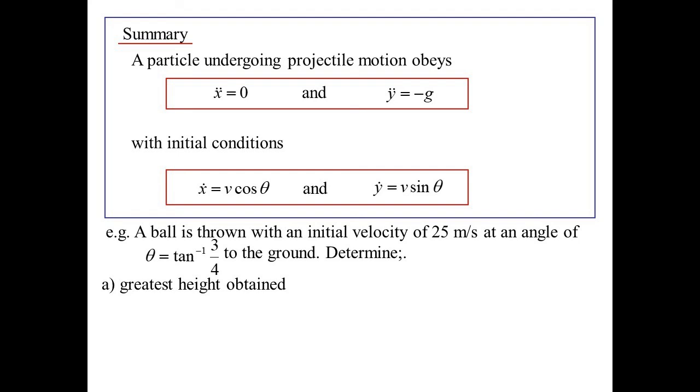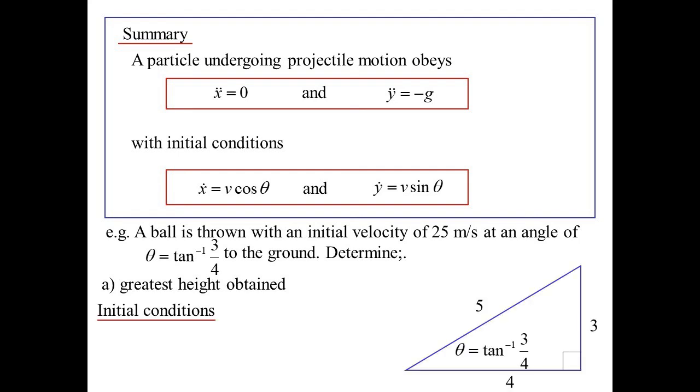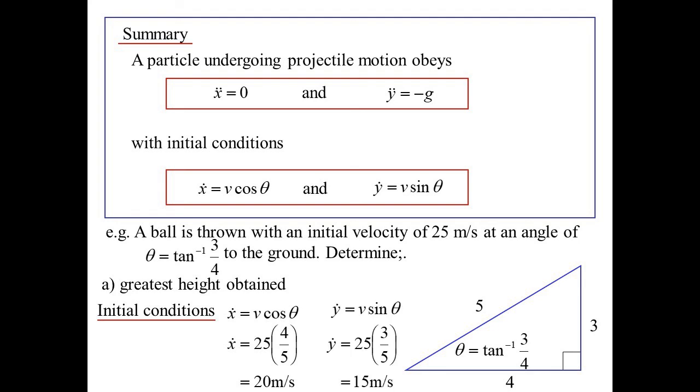So let's derive them. Initial conditions of our problem: well, there's what they told me, that it went off with an inverse tan of 3/4. I'll just draw up a triangle so I can work out what cos theta and sine theta are. I know horizontal velocity will be a constant v cos theta. That turns out to be 20 metres per second for this problem. And in the vertical direction, we end up with 15 metres per second.